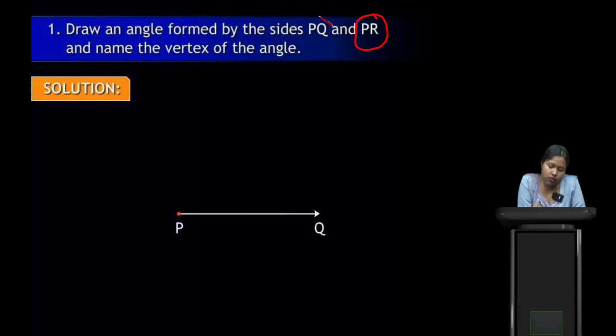I think you can guess the vertex from here. Which one is the common point in both cases? One is PQ, where one point is P and another is Q. And when we say PR, one point is P and another is R. So which one is the common point? Very good. P is the common point, and we know where they meet, the common point is called the vertex. So P would be the vertex here. We can represent it like this: PQ, one ray, and PR, another ray, both meeting at the point P. So this is our required angle.